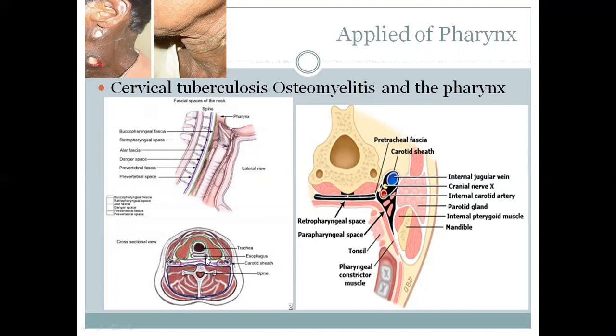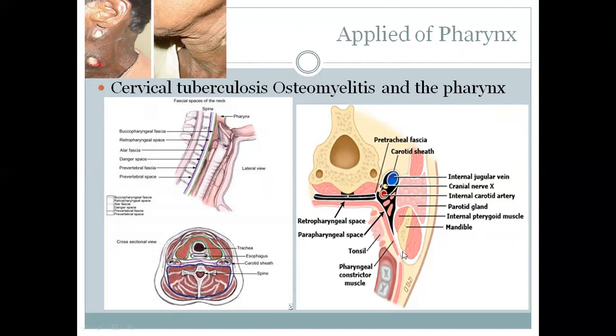So this is the trachea, this is the esophagus. These are the carotid sheaths, containing the structures of the carotid sheath, and these are the posterior structures. This is the vertebra, and this is the prevertebral fascia, and this is the retropharyngeal space. This pus will come downward between the prevertebral fascia and the pharyngeal wall, and it goes downward into the posterior triangle of the neck.